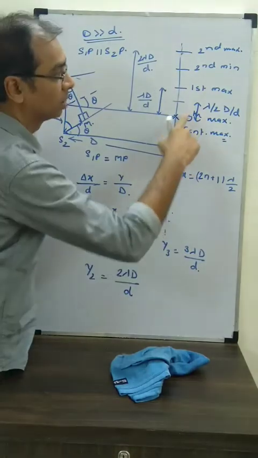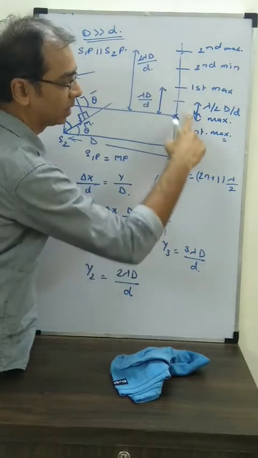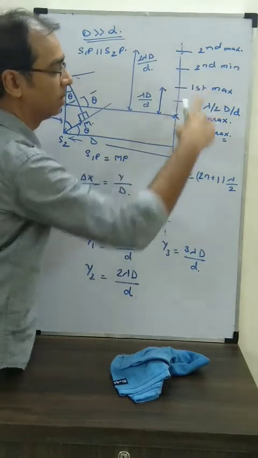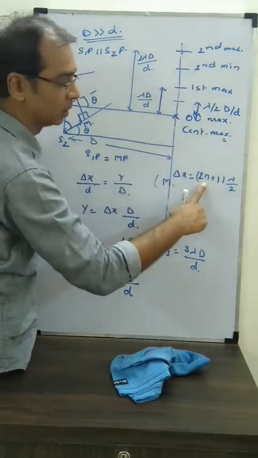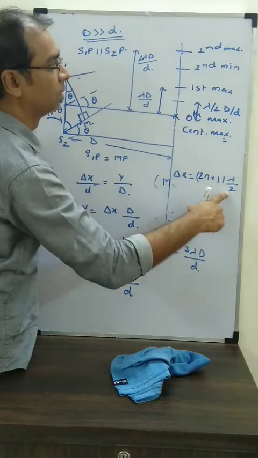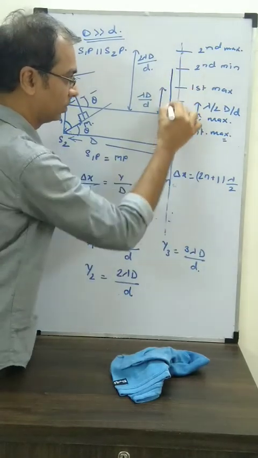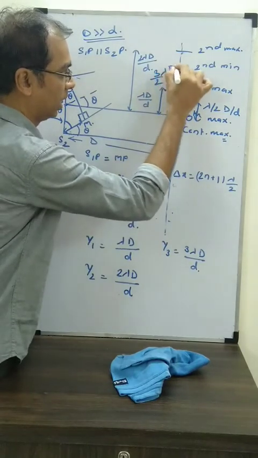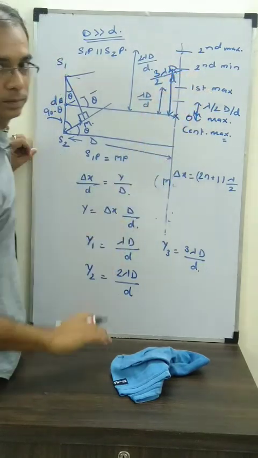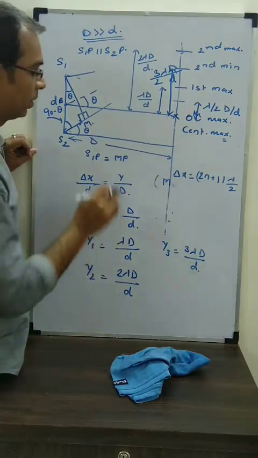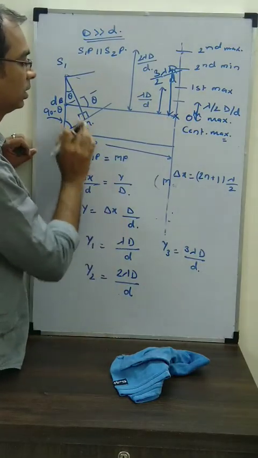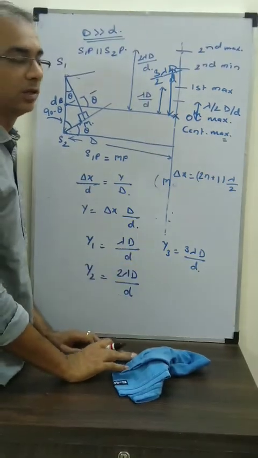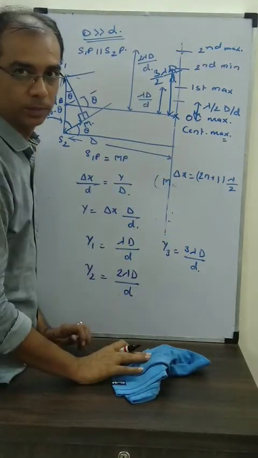For first minima, what did I keep as n? 0. For first minima, n I took 0. For second minima, I am going to take n as 1. So what is coming? 3 lambda by 2. So what will be this gap here from the central maximum? 3 by 2 lambda capital D by small d. Remember when to use this formula? When d is a lot greater than lambda.